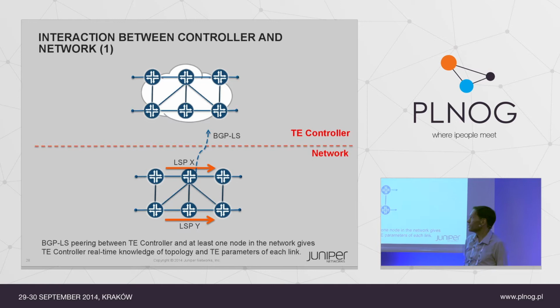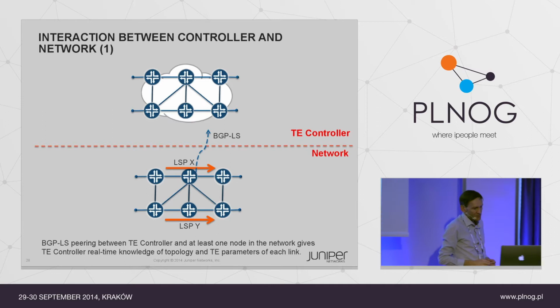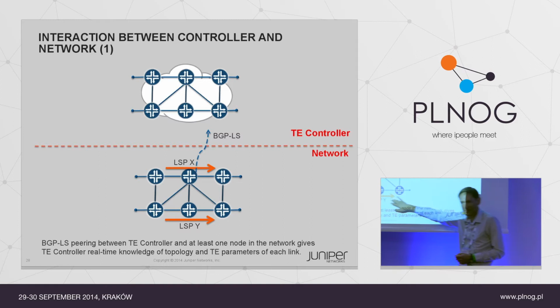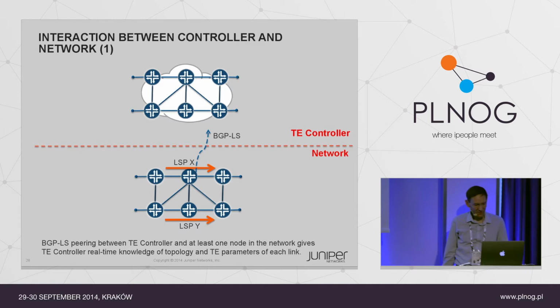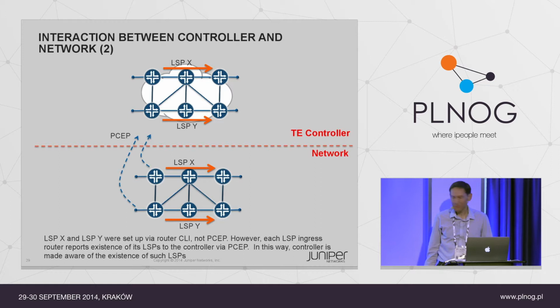So it acquires this through BGP-LS. Furthermore, suppose there are some LSPs in the network. These are RSVP LSPs that have been set up in the traditional way using distributed path computation. As I mentioned, PCEP, in one of its roles, acts as a reporting protocol. And so using PCEP, the controller becomes aware of the existence of these LSPs, so it can take those into account when it's doing optimization tasks.